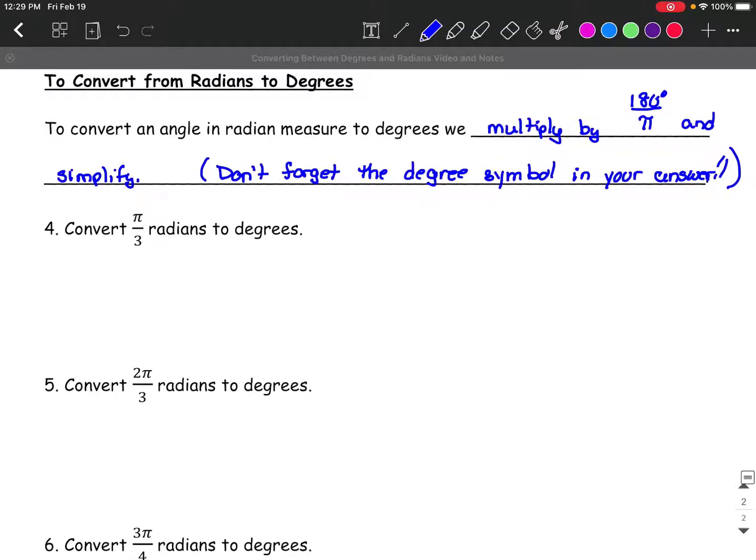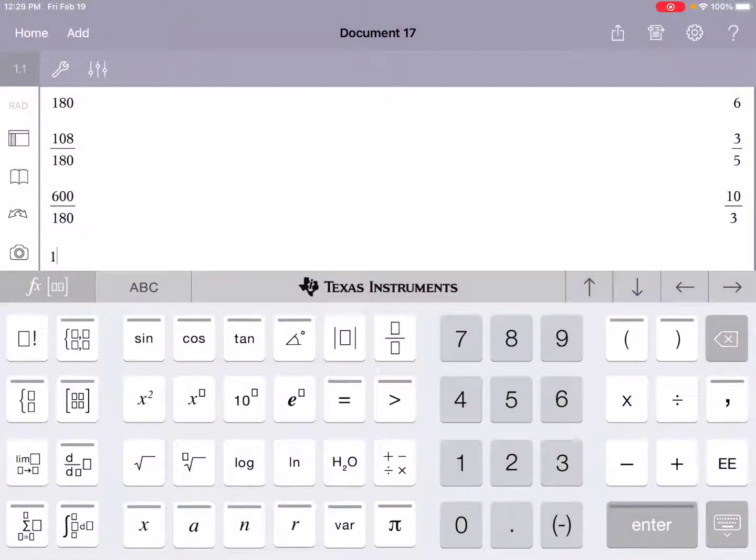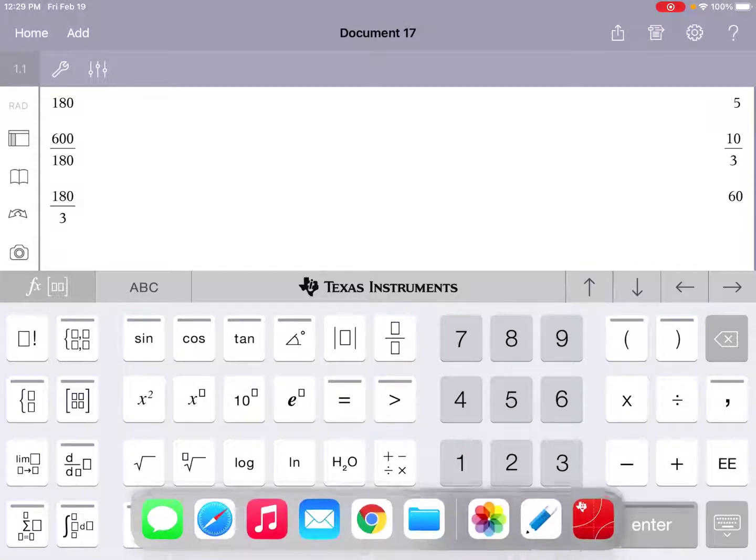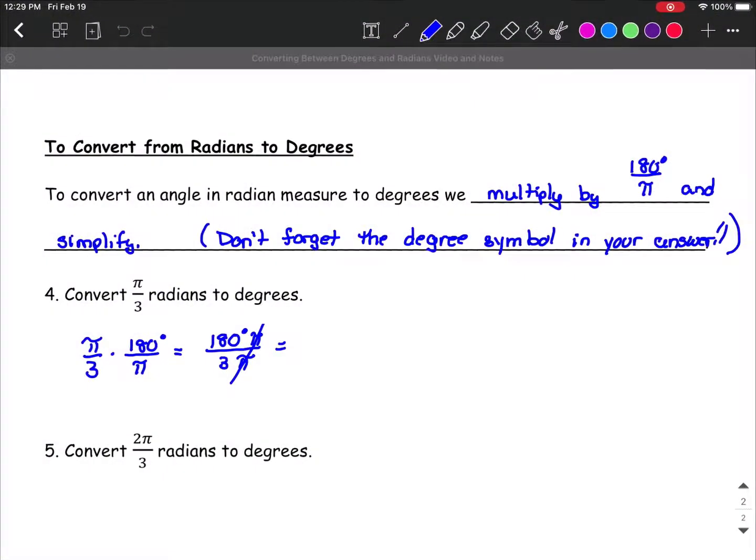Okay, so let's try this. We are going to convert pi over 3 radians to degrees. So we multiply by 180 degrees over pi. That gives us 180 degrees pi over 3 pi. Notice the degrees didn't cancel this time. What does cancel are the pi's. Now it's just 180 degrees divided by 3, and if you need to use your calculator, that's perfectly fine. You would get 60, and you have to remember that it's 60 degrees.